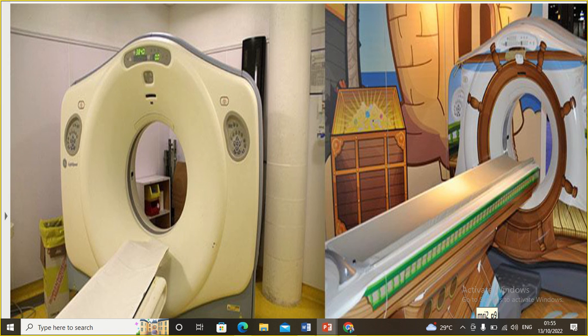Here you can see this is the CT scanner. This is the normal one, and in this one you can understand the difference. This is specially made for children because pediatricians faced a problem while scanning children. They get more fear if they are scanned using the normal machine. So in order to eliminate the fear of the children, this has been designed in such a way as to make it interesting for them.